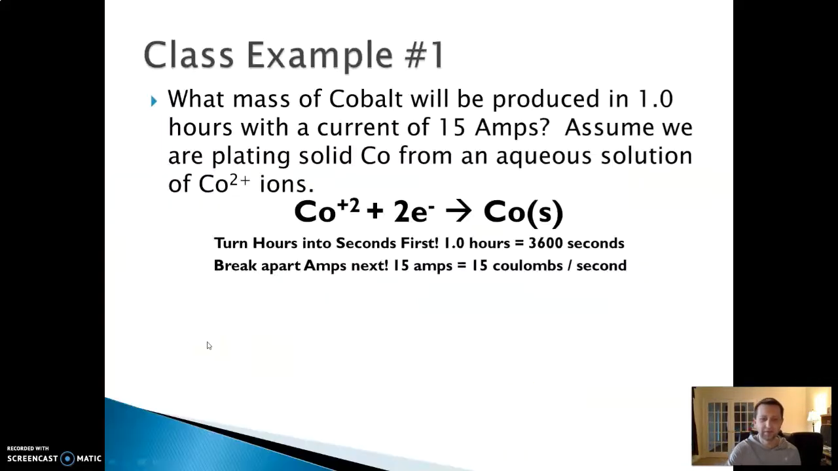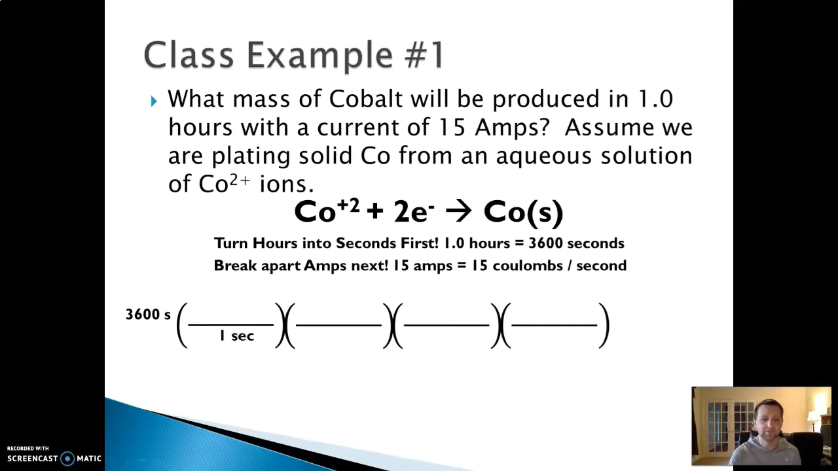Well, what's my relationship going to be for that? Well, it's easy. I have 1 second on the bottom, 15 coulombs on the top. Look, I just took my relationship here. What's an amp? It's 15 coulombs per second. Since I broke it apart now, I could use it. Cancel out seconds on the bottom, coulombs on the top. This is 15 amps right here. Okay? Amps times seconds gives you coulombs. If you look at the units, they all cancel out that way.